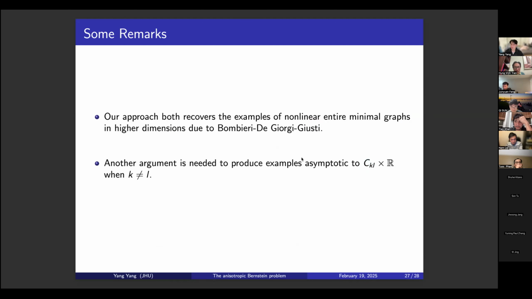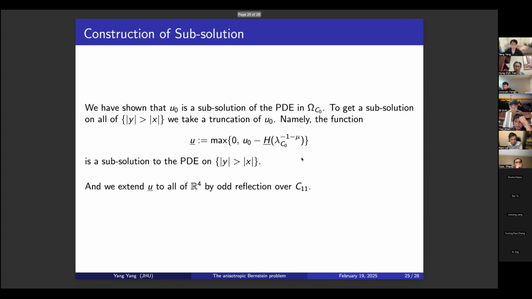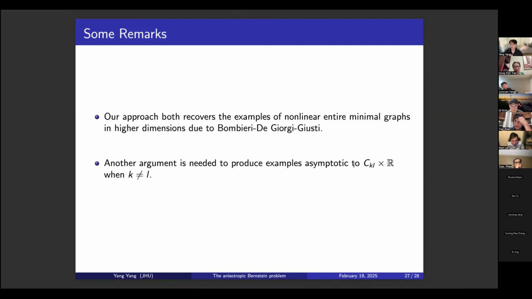But another remark is that our approach does not work for the case when k is not equal to L. Because if you remember, to build up our sub-solution, we need to use the odd reflection. But if k is not equal to L, we cannot do this any longer. So it would be interesting to find a global solution, to construct a global solution which has the asymptotic going to this C_K_L cross R.